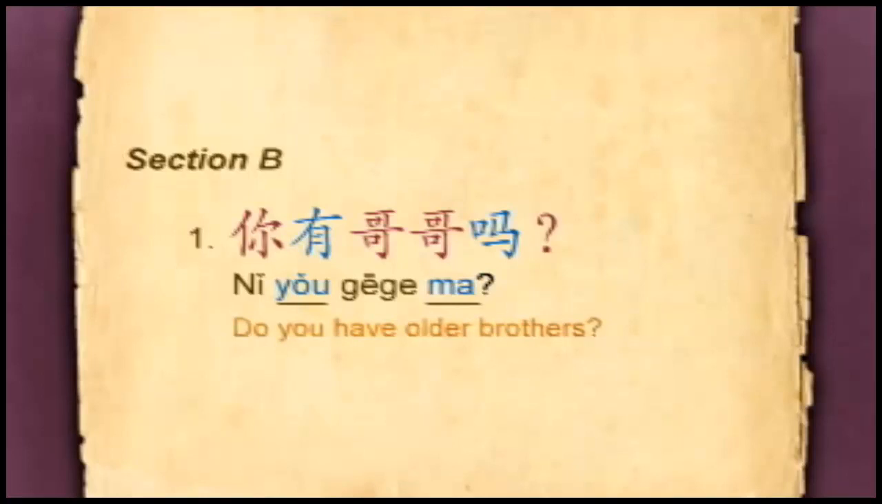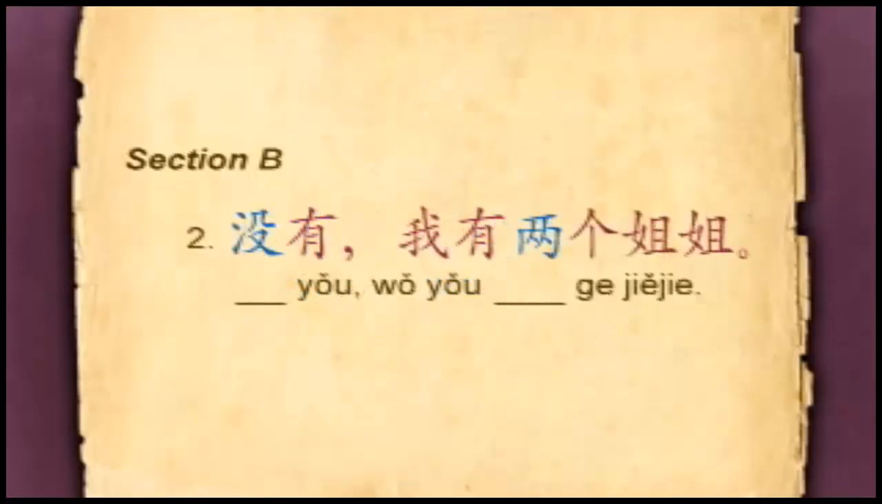The second sentence is, 没有，我有2个姐姐。What are the missing words? 没 and 2 are missing in the sentence. The sentence reads, 没有，我有2个姐姐。What would be the English translation for this sentence? Excellent. The English version would be, no, I have 2 older sisters.